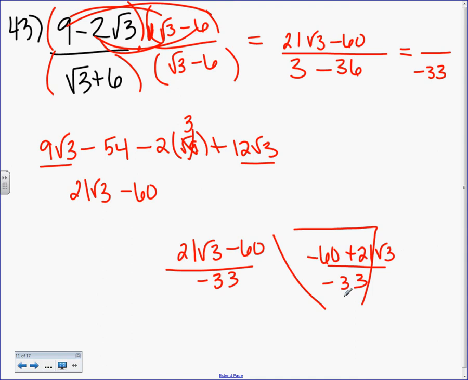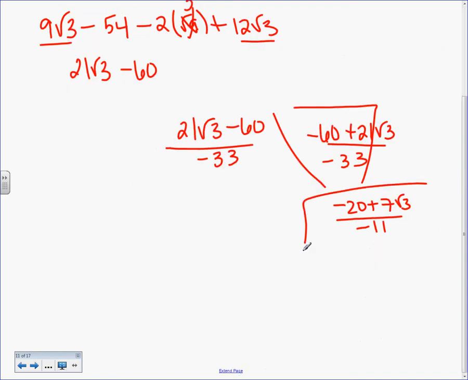Let's see. Did I go higher? No, I don't think so. So this would be negative 20 plus 7 root 3 over negative 11. And that's fine. You can leave it that way. This would be, where was our first answer? This would be minus a half if you left it that way. You have to do your pizza, basically everything but the root. If they have a GCF, you need to pull it out and simplify.